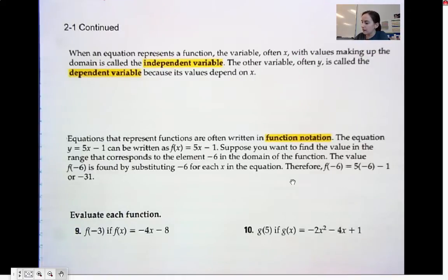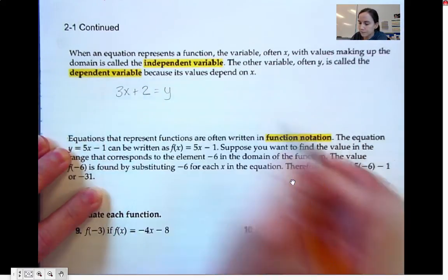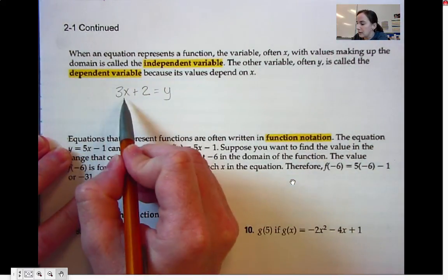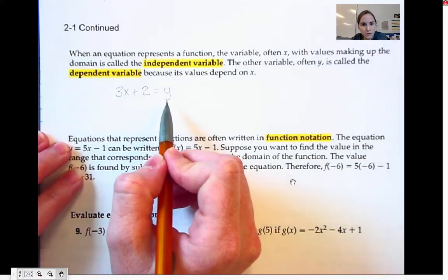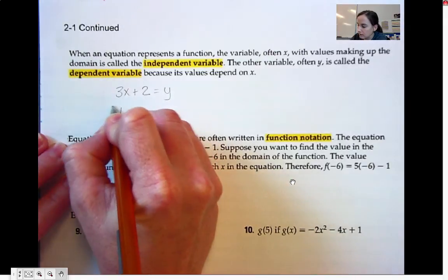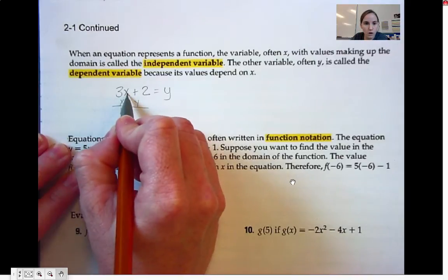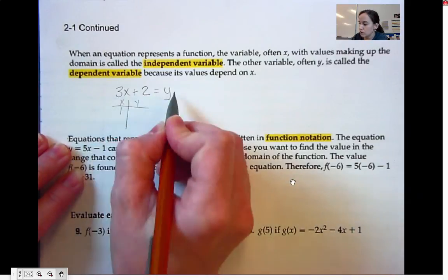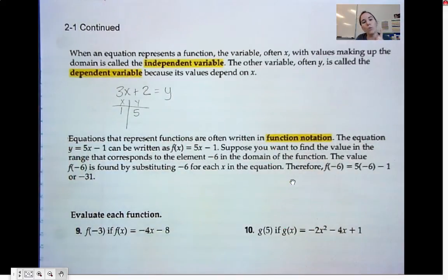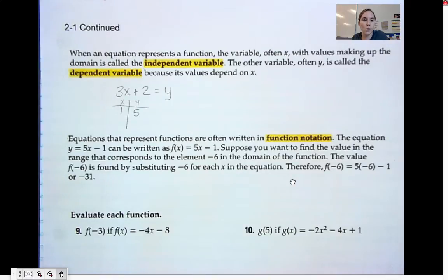So if I had something like 3x plus 2 equals y, then in order for y to have a value, I've got to give x the value first. I could pick a 1 for the x, like when we set up our tables. If I put in a 1 for x, I would have 3 times 1, which is 3, plus 2, which is 5. The 1 being plugged in for the x is what caused the y to have its value. So the y had to just sit and wait. It depends on x. All right.